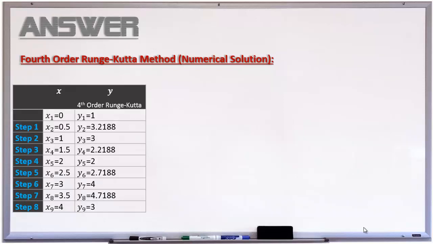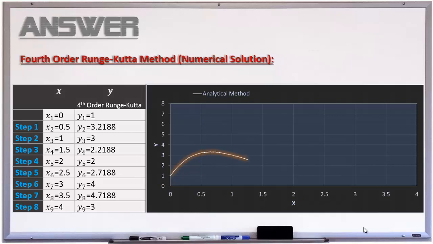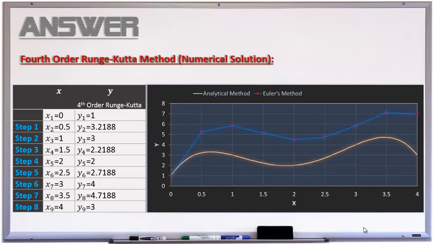We required 8 steps. This is the same problem as question 1 that we used Euler's method to solve. This is the analytical solution of the problem that we obtained in problem number 1. This is Euler's method. And this is using the fourth order Runge-Kutta. Now you can notice here that the fourth order Runge-Kutta is very close to the analytical solution and more accurate than Euler's method for the same step size of h equal to half.